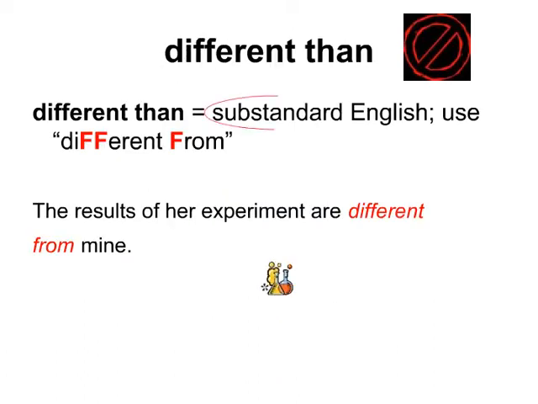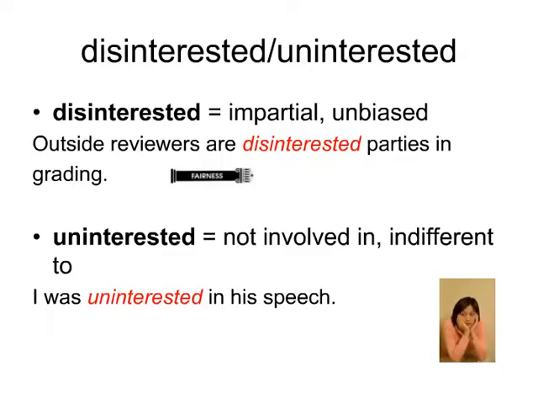The way to remember something is different from another is to look at the F's in different and from. Disinterested people are not biased. Uninterested people are bored.